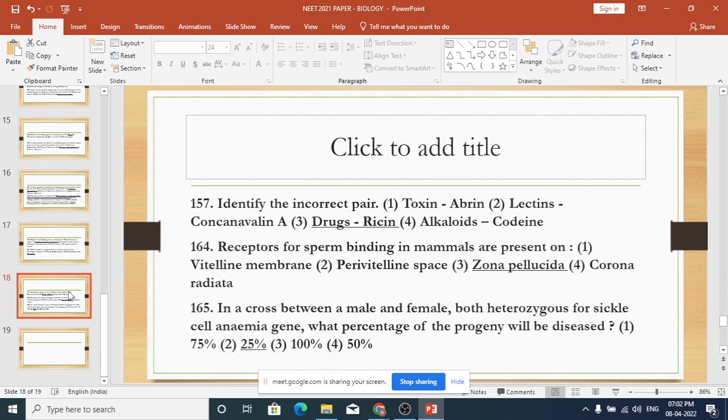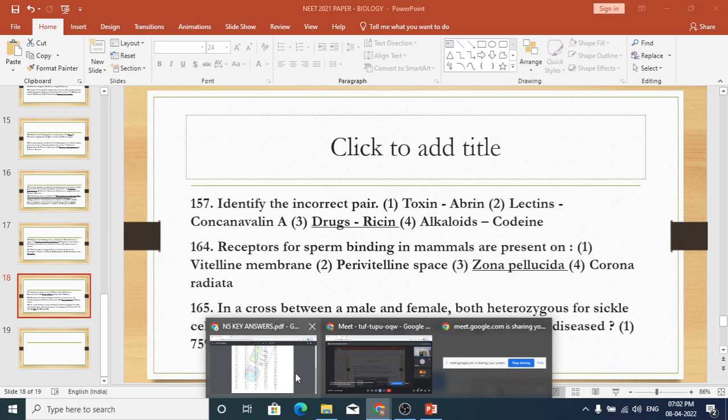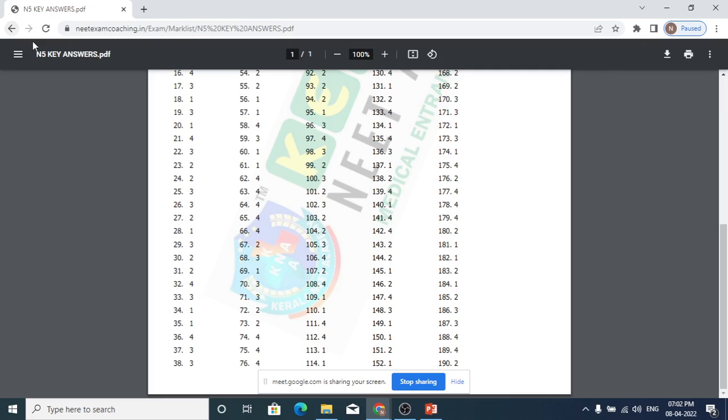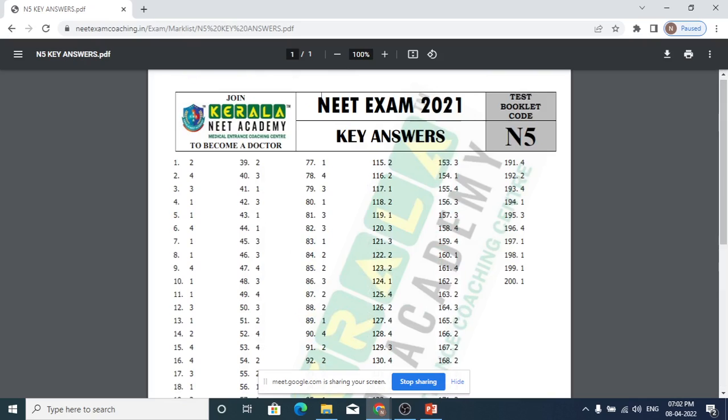I think some questions got mixed up, sorry for that. 2021 paper, it is there in your NEET, and the answer keys are there. See the one which is N5 key answers, means 2021. See, NEET exam 2021. Are you able to see the screen?